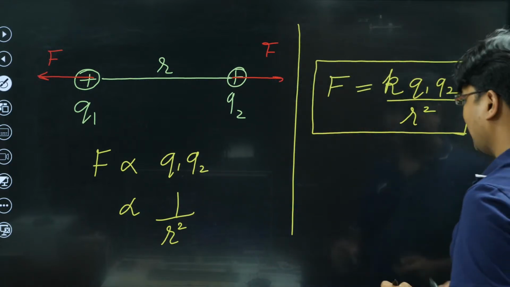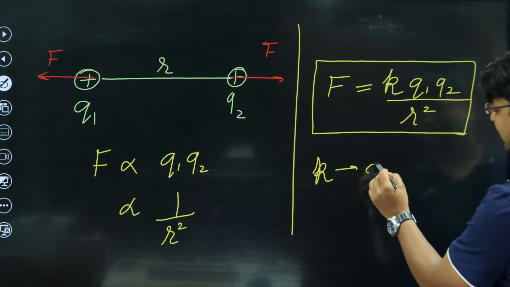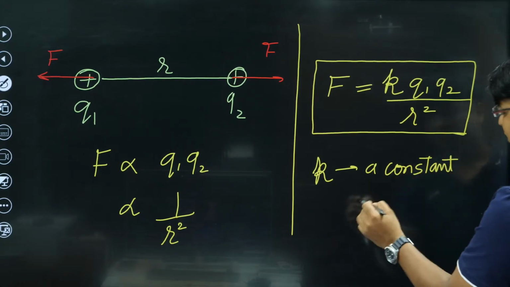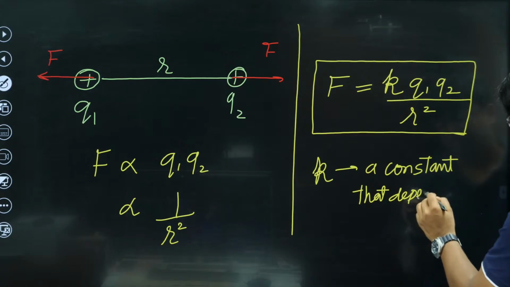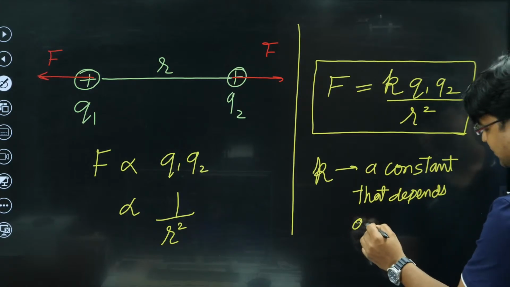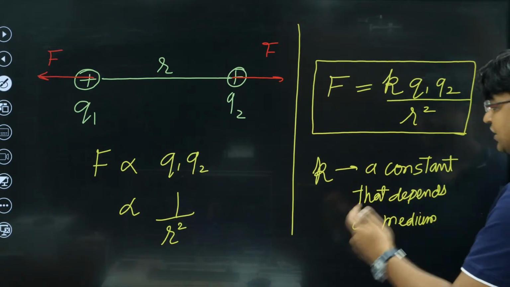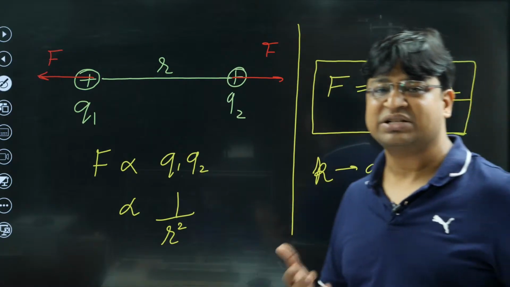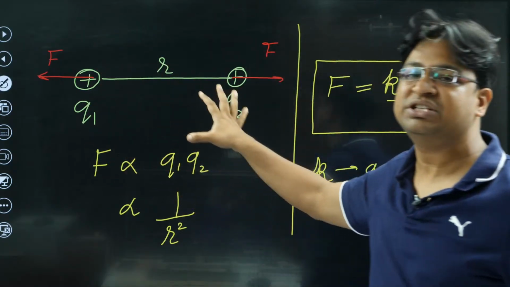Here K is a constant that depends on the medium. For different media, K would be different. Now, what do I mean when I say medium? It basically means the surrounding in which these particles are kept.